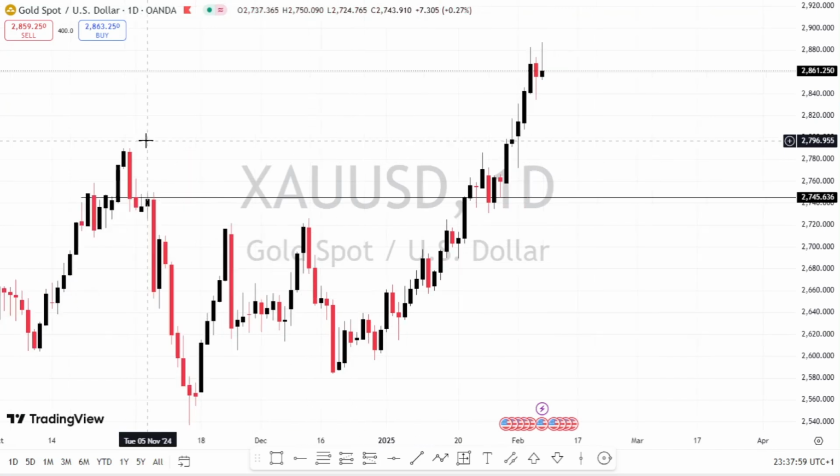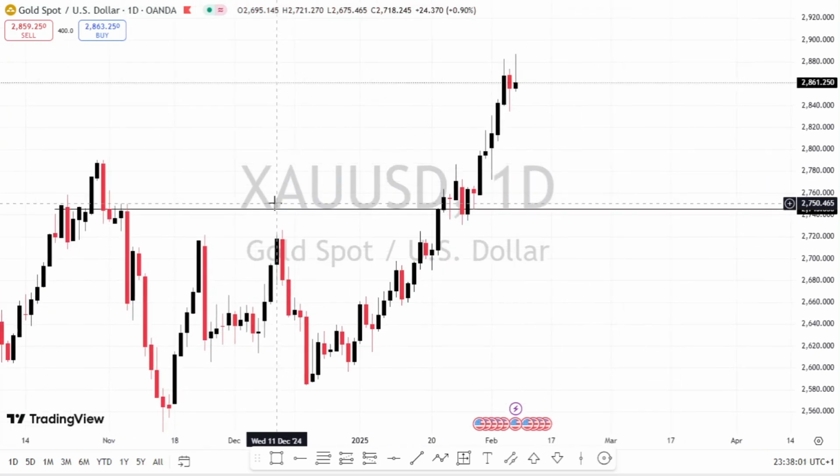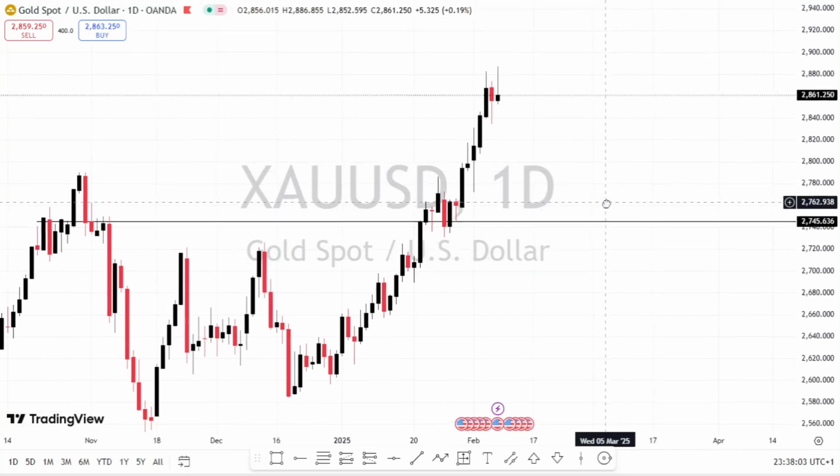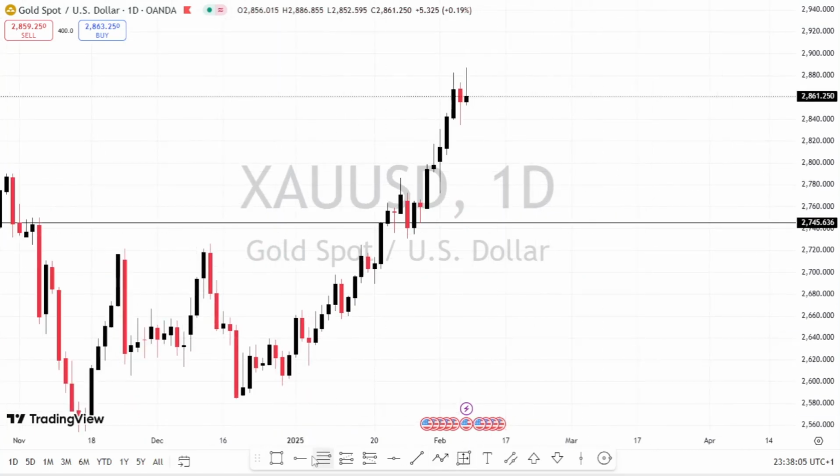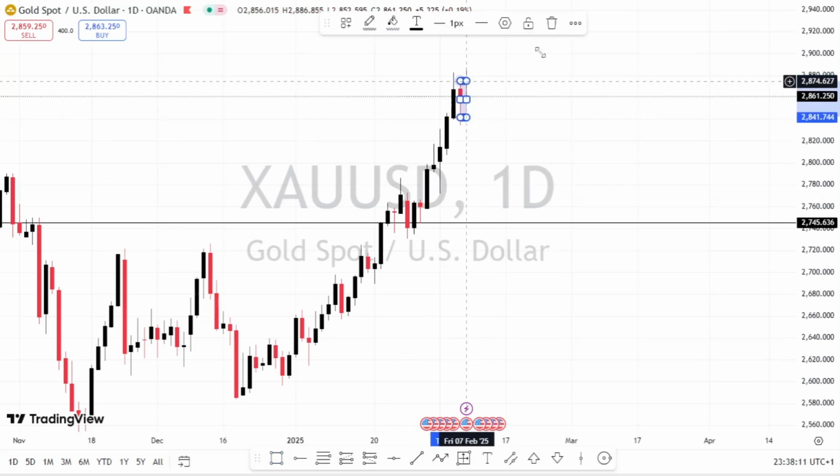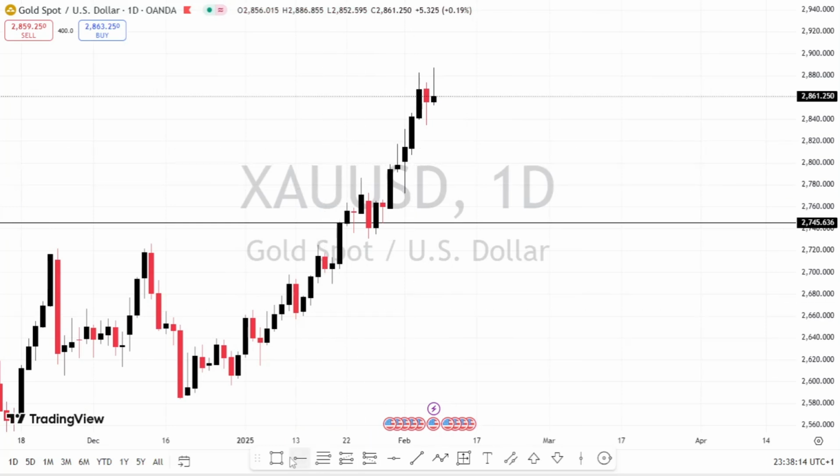We don't just predict. So why am I saying sales? First of all, this bearish candlestick we see here is a big confirmation for me.